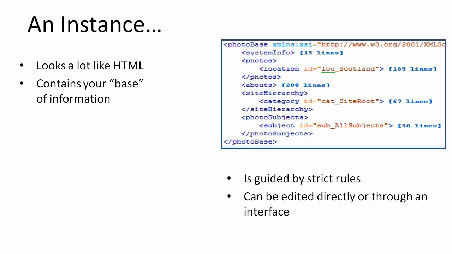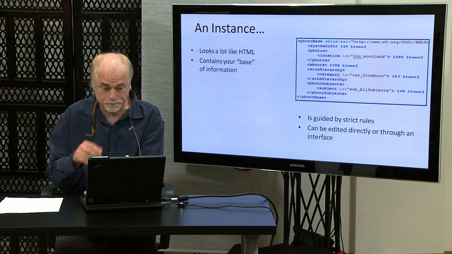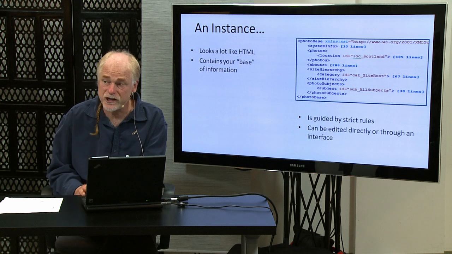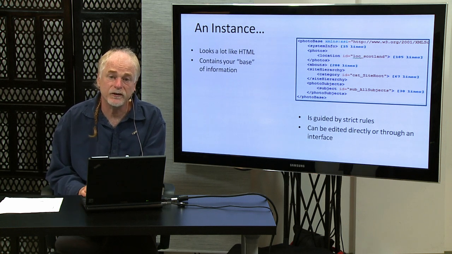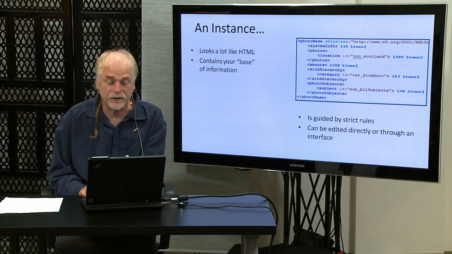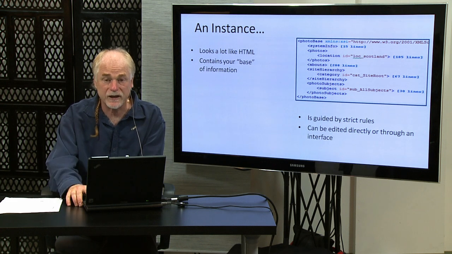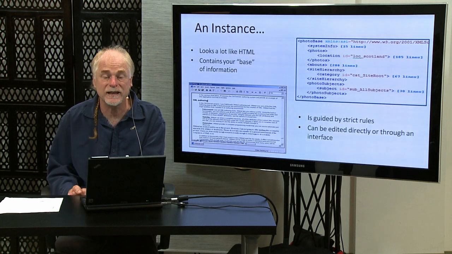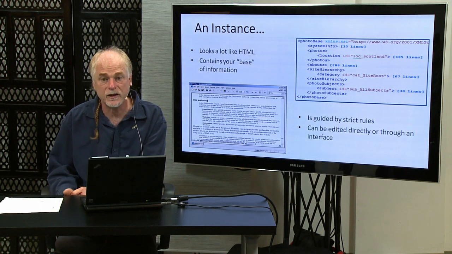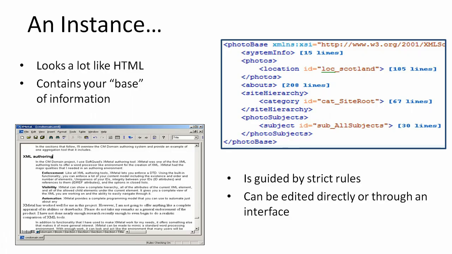And as you'll see as we go forward, our information is all going to be about photography in this class as a sample application. So this is all information that we've made up. It's all about photography, but basically it looks a lot like HTML, only with made up names. So I said that this contains your base of information. I said that this instance file is like a database. That's all old news. It's guided by strict rules. I can't just do anything I want with the information in there. I have to follow the strict rules that I've encoded in my schema.